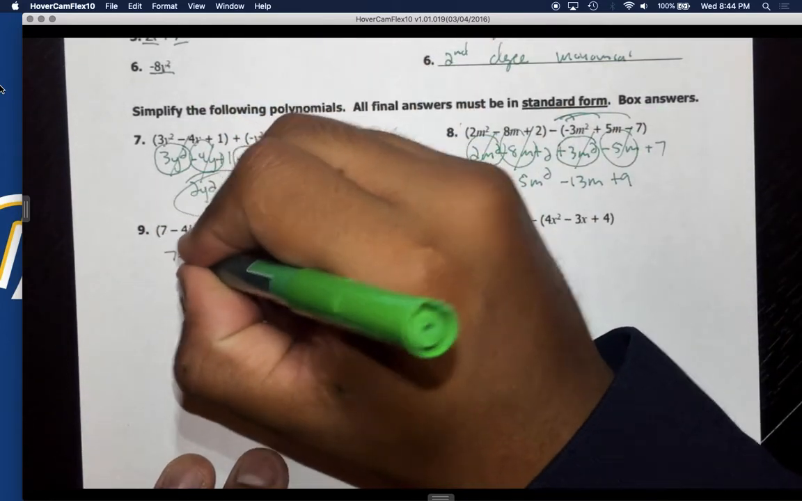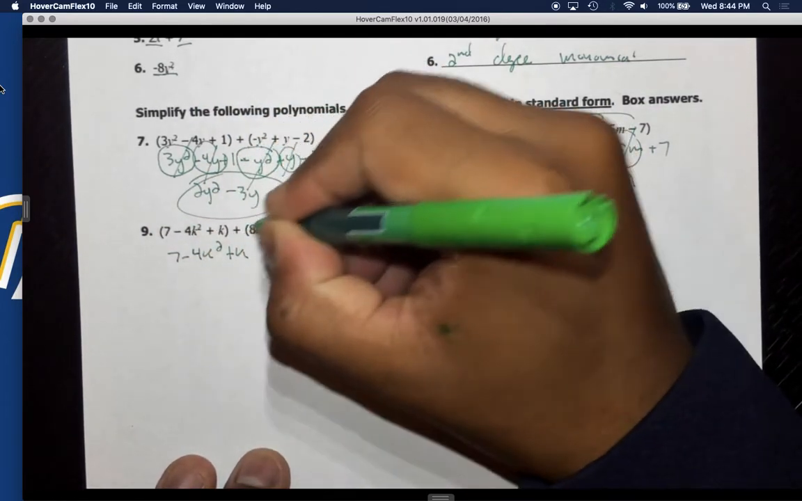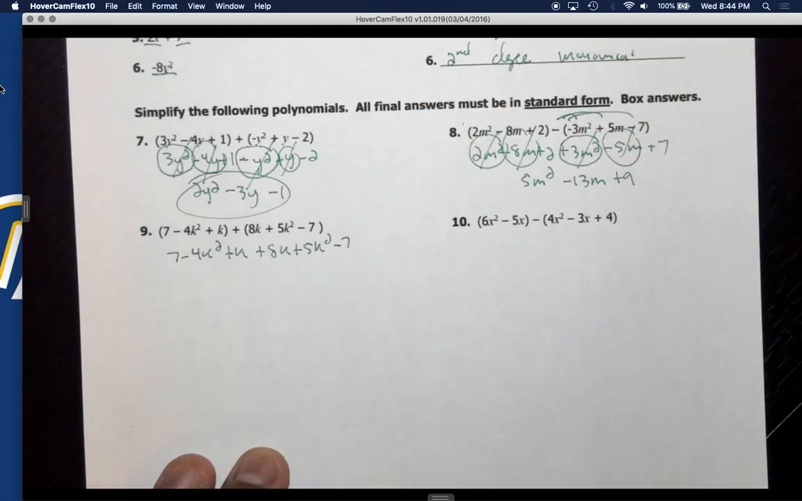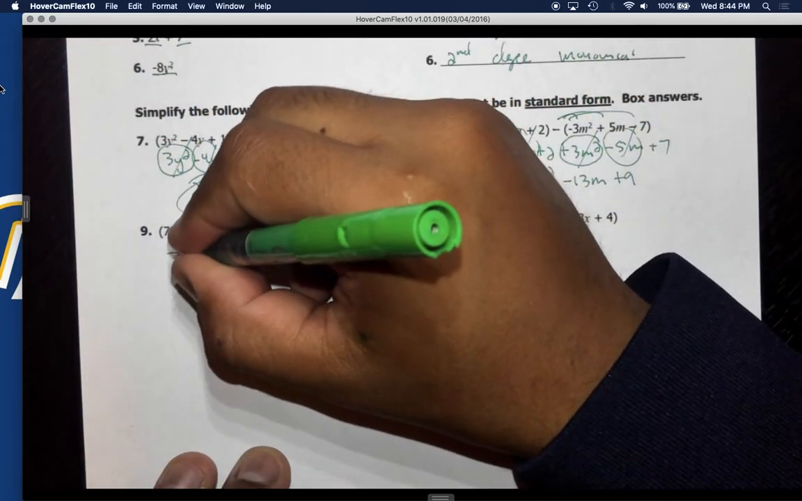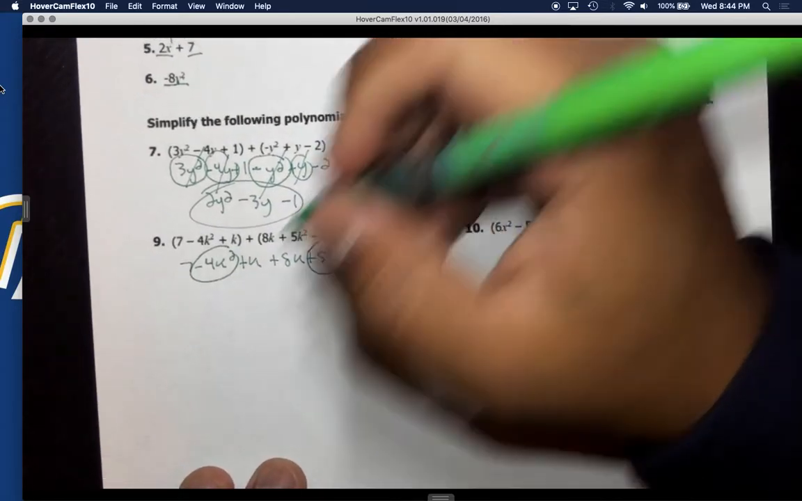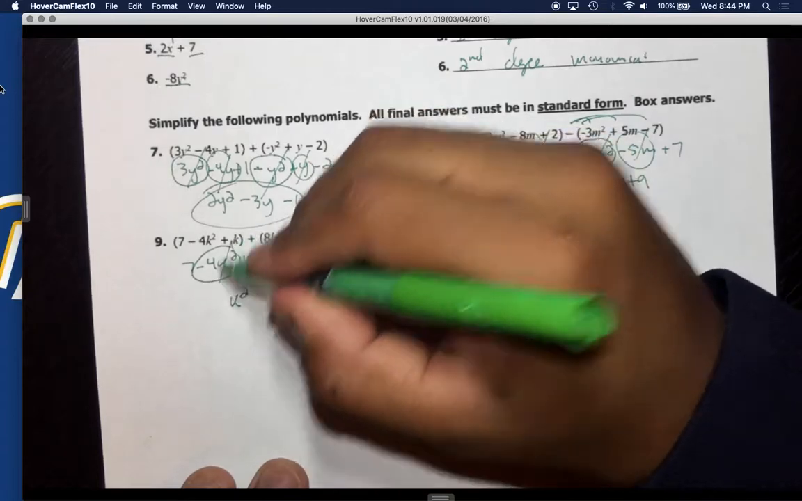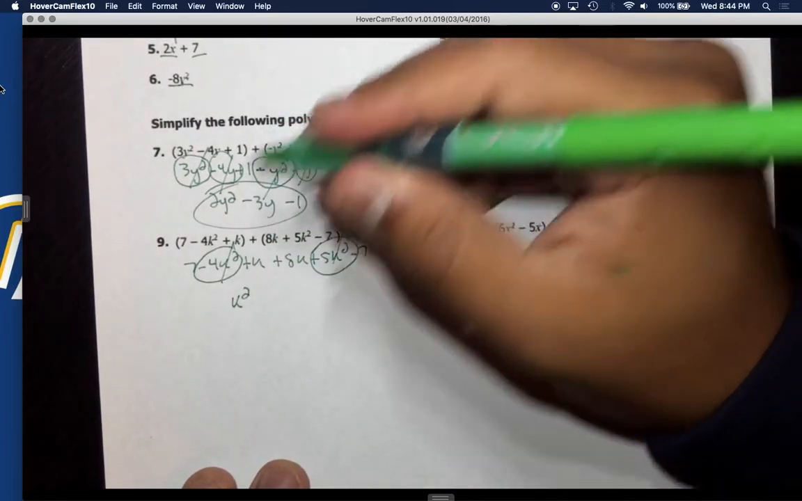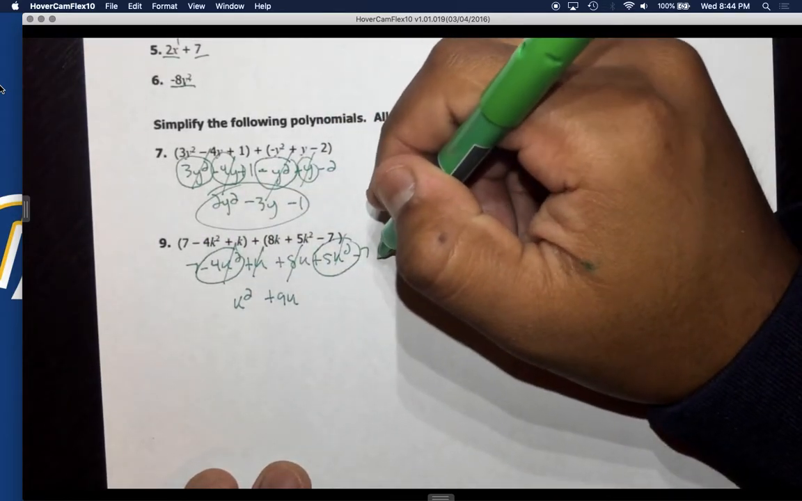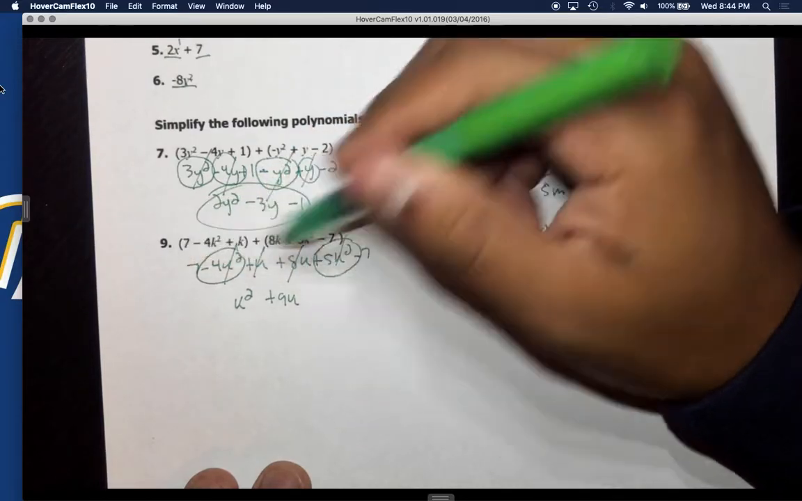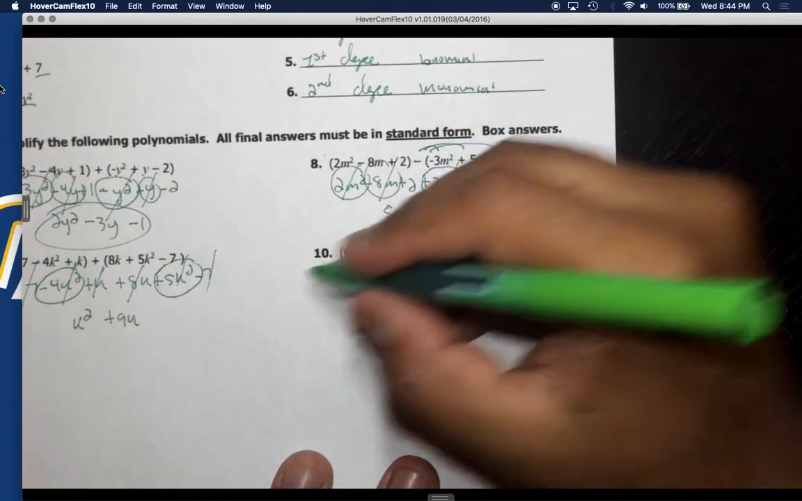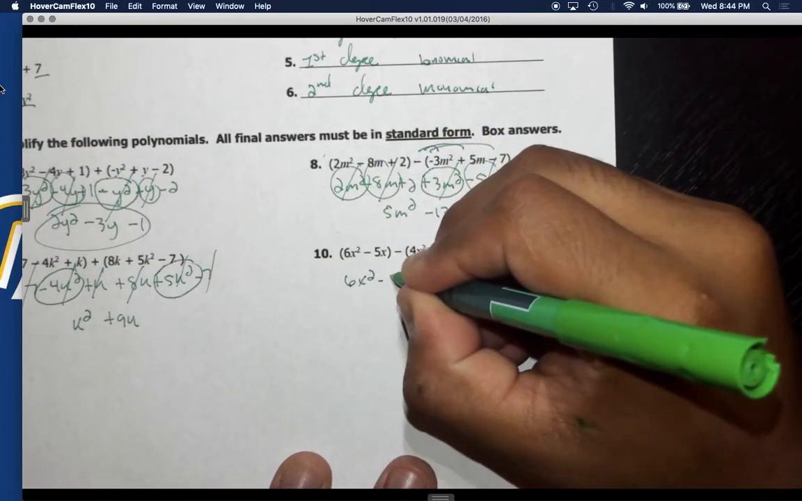Nothing to distribute, so rewrite it over. Nothing to distribute, so rewrite it over without the parentheses. And combine what you can. I always like to start with my k squares just because those are the bigger numbers, the most obvious. Negative 4k squared plus 5k squared is a positive k squared. You have a k plus an 8k, which is a 9k. Then notice you have a 7 and a minus 7. Now 7 plus a negative 7, or 7 minus 7, is 0, so that means that you are left with k squared plus 9k.